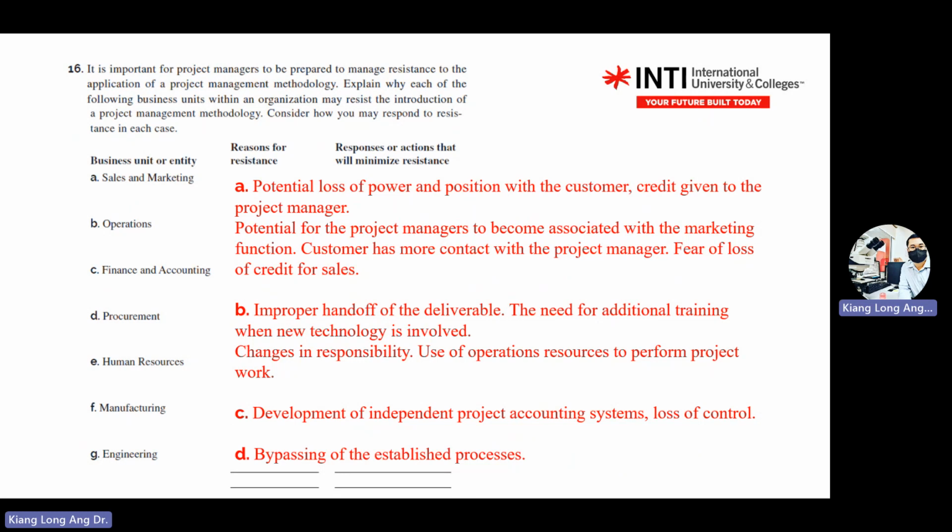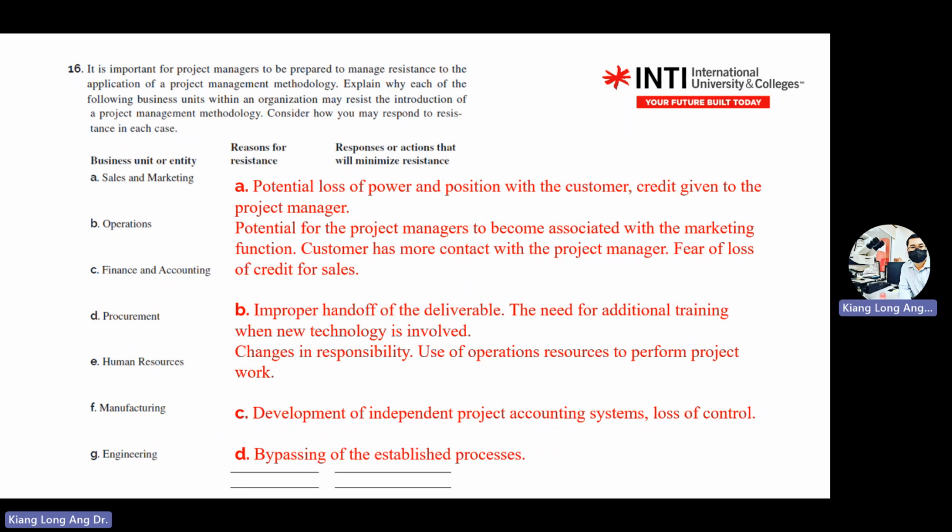Explain why each of the following business units within the organization may resist the introduction of project management. Consider how you would respond to the resistance in this case. This one is the same way of asking as the earlier question, I think question 2 or 3, which asked you about the conflict one. There's one question earlier, right?